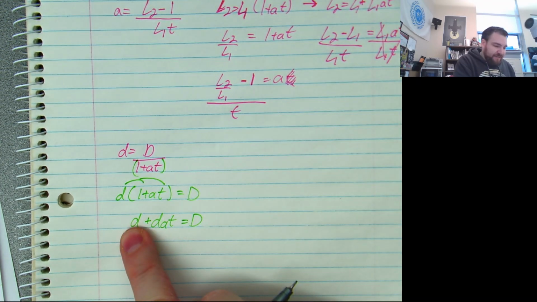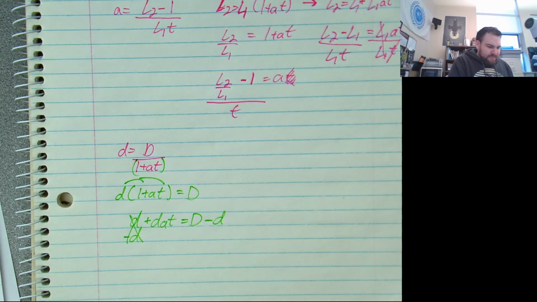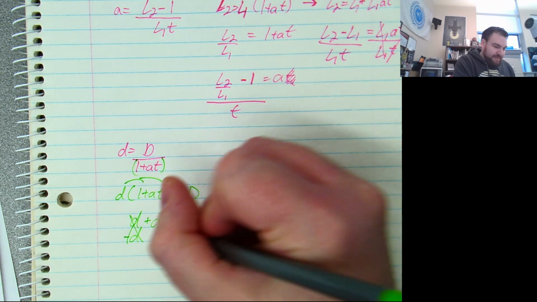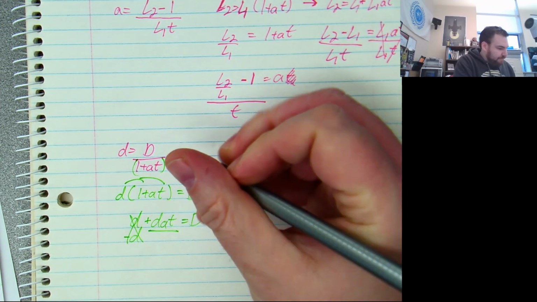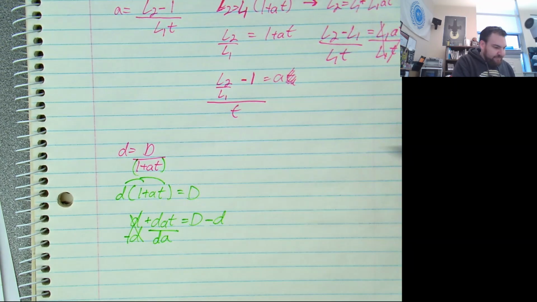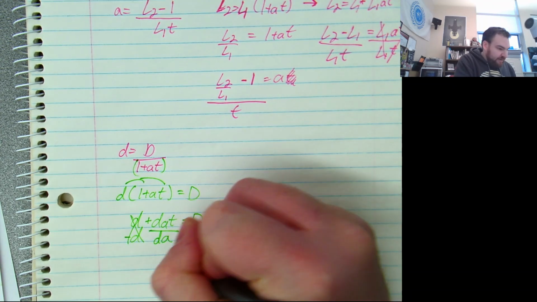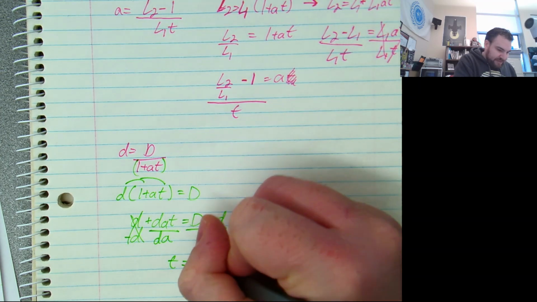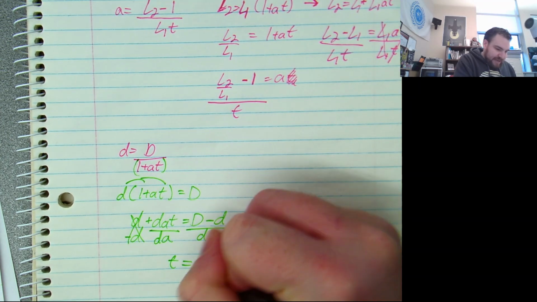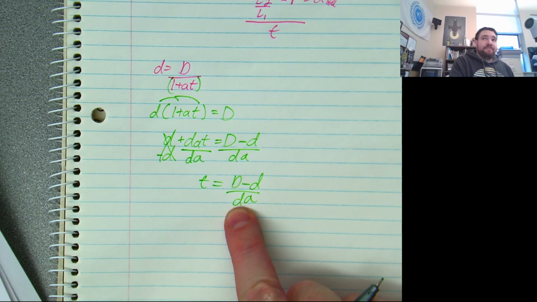Because this is positive, I'm going to subtract it over. I know I've got dat equals D minus d, big D minus little d. And I'm going to divide, what am I solving for? T. I'm going to divide by d and a on both sides. And you're going to get t equals D minus d over dA, which would be a much cleaner version of the answer that I had.